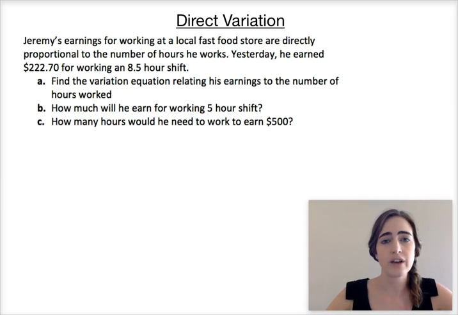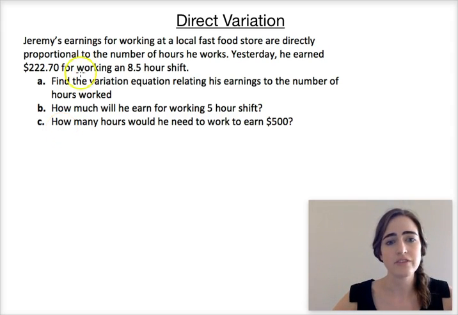The example that I want to have a look at today says Jeremy's earnings from working at a fast food restaurant are directly proportional to the number of hours he worked. So we're looking at that same situation that we had in the example earlier. So it says yesterday he earned $222.70 for working an 8.5-hour shift. So part A says find the variation equation relating his earnings to the number of hours worked.